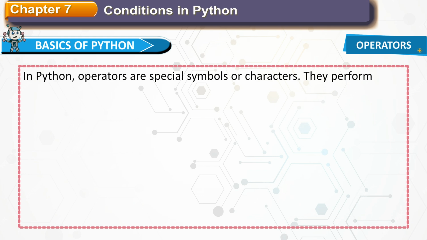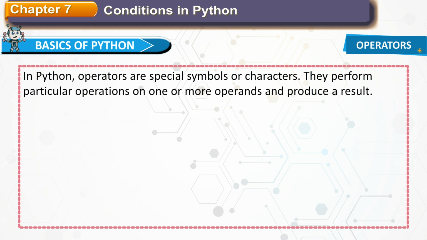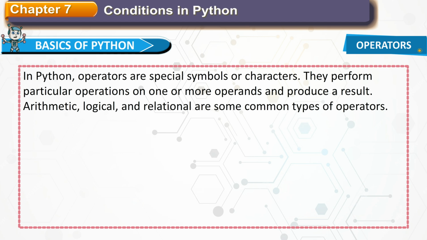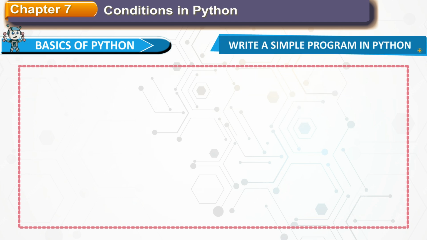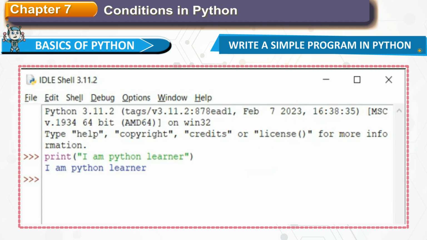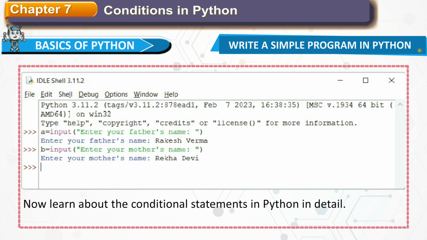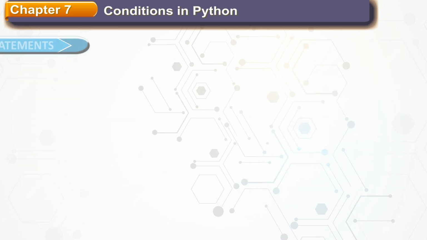Operators. In Python, operators are special symbols or characters. They perform particular operations on one or more operands and produce a result. Arithmetic, logical, and relational are some common types of operators. Write a simple program in Python. Now learn about the conditional statements in Python in detail.